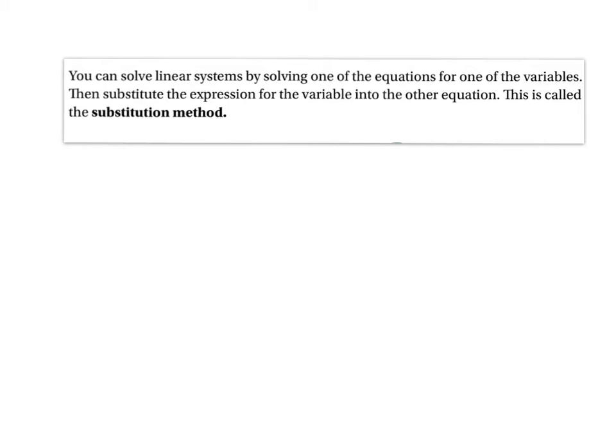In the last video, you learned how to solve systems of equations by graphing. In this video, we will talk about using the substitution method. To use a substitution method, you solve one of the equations for one of the variables. So you isolate one of the variables. Then substitute the expression for the isolated variable into the other equation. Let's go see how this is done.